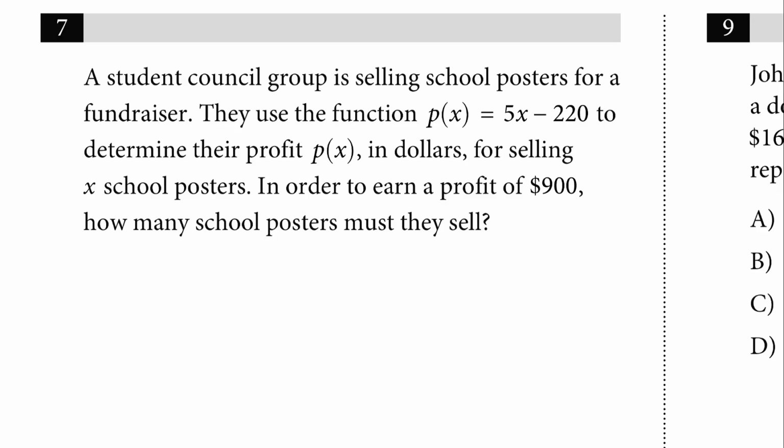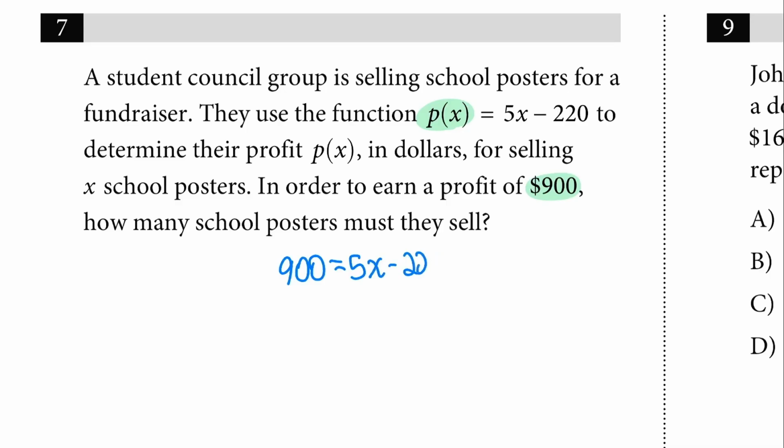A student council group is selling school posters for a fundraiser, and they use the function p of x equals 5x minus 220 to determine their profit p of x in dollars for selling school posters. In order to earn a profit of $900, how many school posters must they sell? So in order to earn a profit of 900, that means that we're going to replace p of x with 900 and then solve for x.